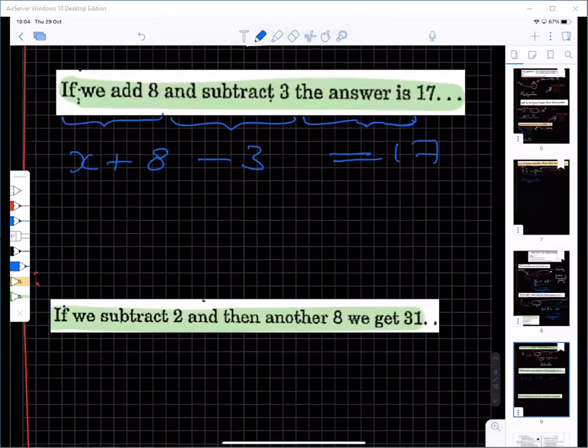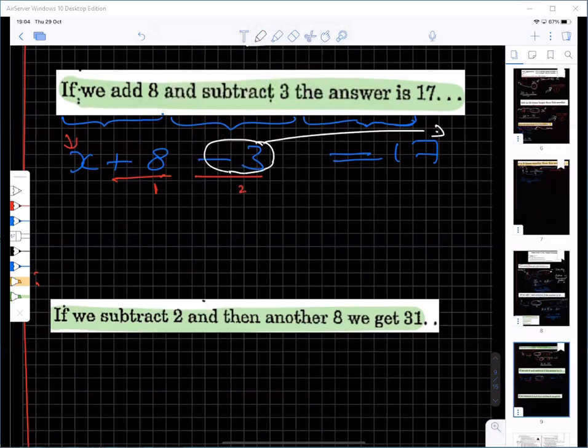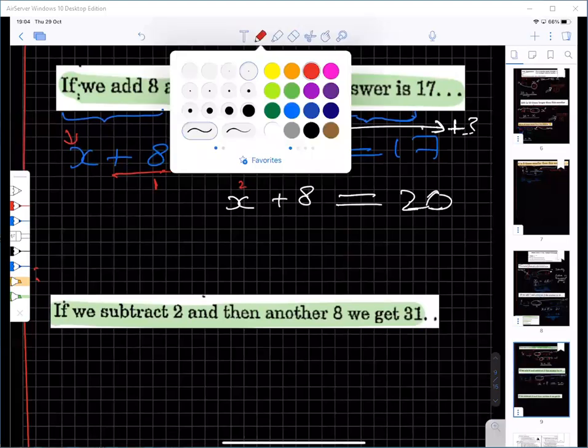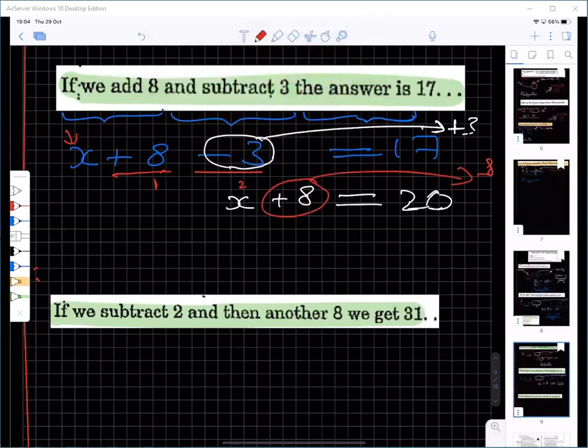Lovely. And then what do we do now? Then we would start at X. And then the first action is plus 8. Then minus 3. And then the opposite of minus 3 is add 3. Then it would be 20. And then 20 equals plus 8. And the opposite of plus 8 is minus 8. And that would give you an answer of 12, X equals 12.